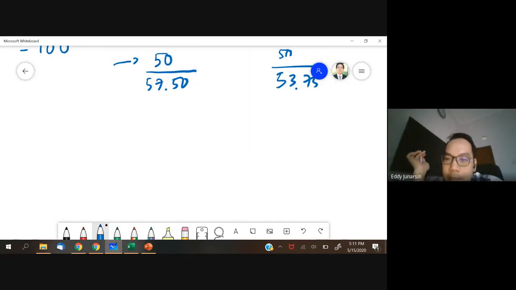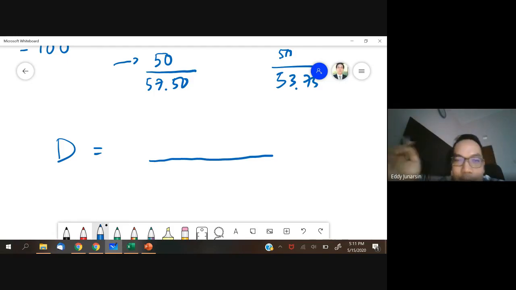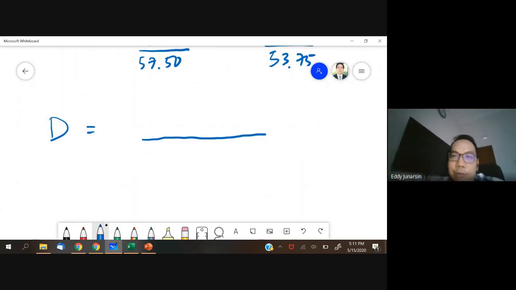We also call this method Macaulay duration. Macaulay is someone's name. I think he was the first who published this method in a journal. So we call it Macaulay duration, or you can call it simply duration. Duration is actually very simple. We start from the denominator. The denominator is the present value of your cash flows.